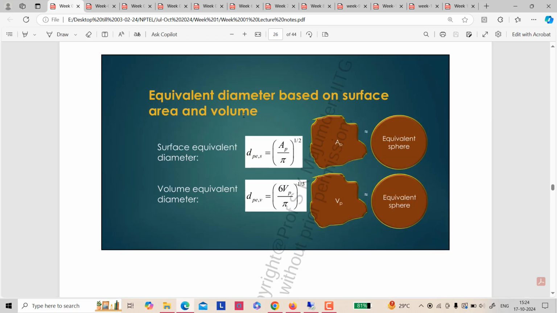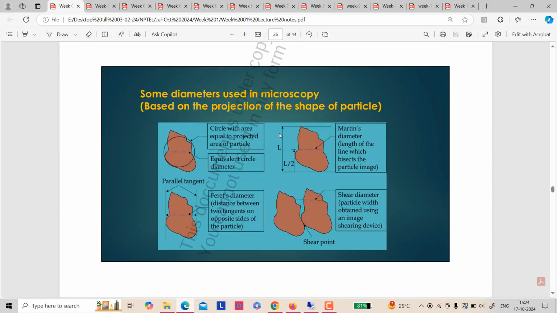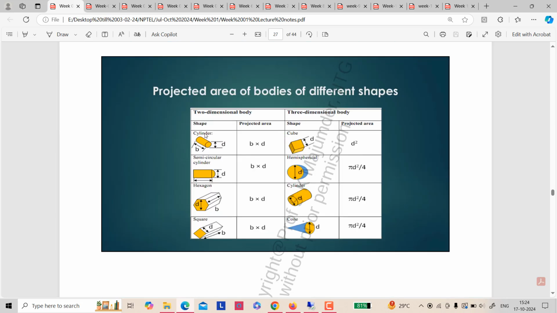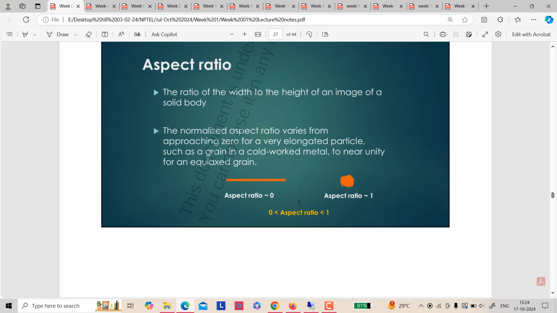Depending on the different particles, we can calculate the surface equivalent diameter and volume equivalent diameter. These are the shapes of particles. You can see in the case of a cylinder how the projected area for a two-dimensional body and a three-dimensional body is different. For a rod the aspect ratio is 0, and for a spherical particle the aspect ratio is 1, and any other particle comes between 0 and 1.